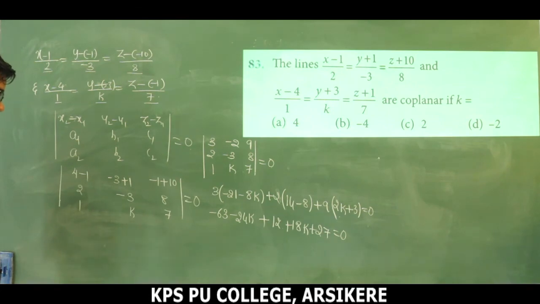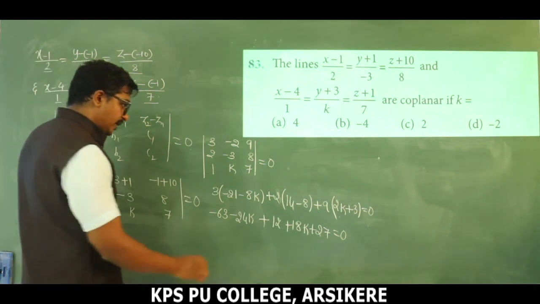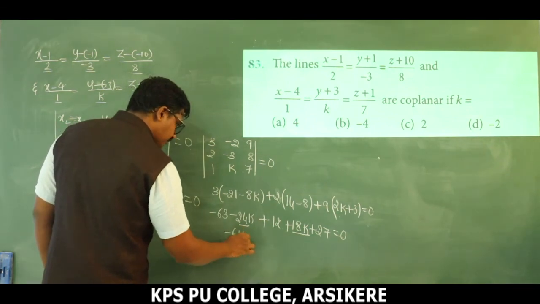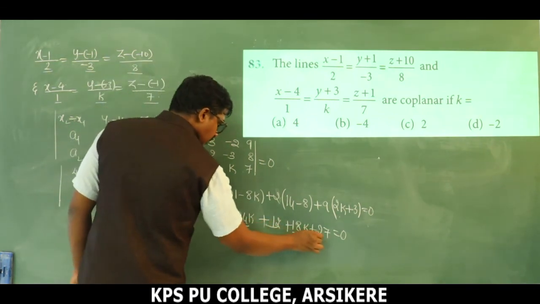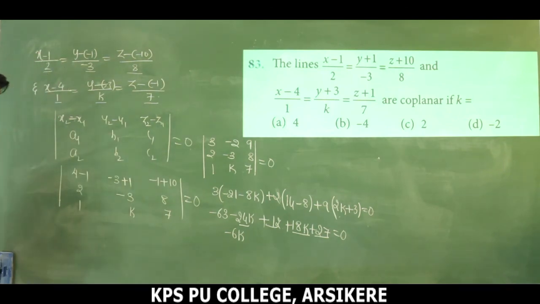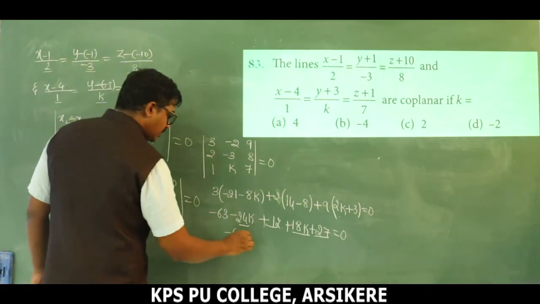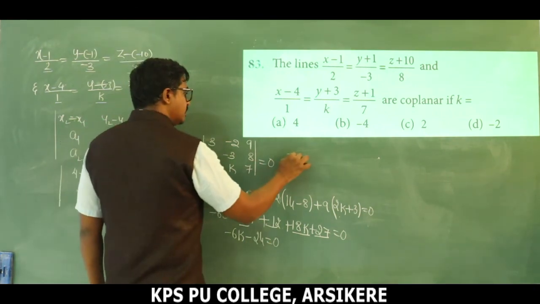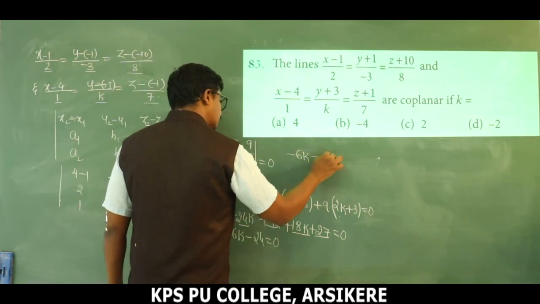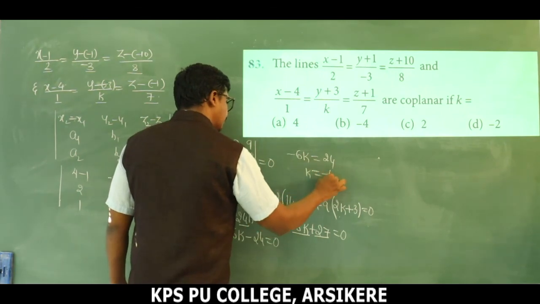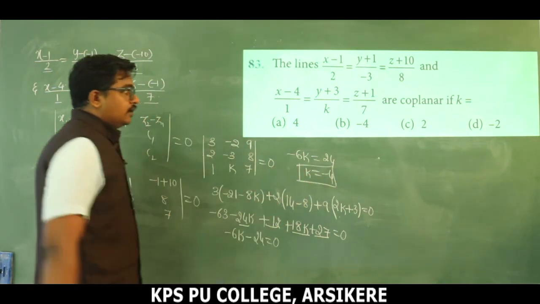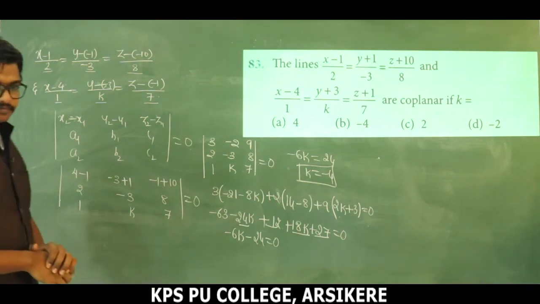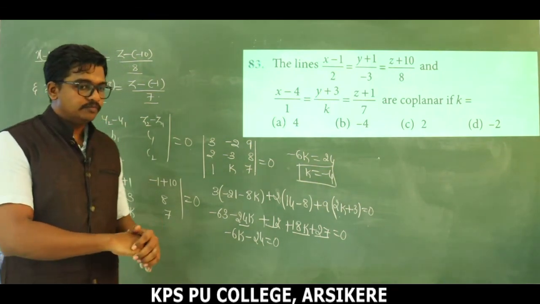Next step is simplification. Minus 24k plus 12k, this becomes minus 12k. Minus 63 plus 6 plus 18, that becomes minus 24 is equal to 0. Therefore minus 6k is equal to 24, k is equal to minus 4. K is equal to minus 4 is our option. Option B is the right answer.